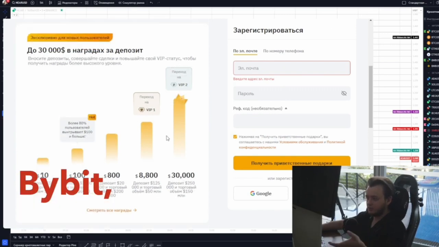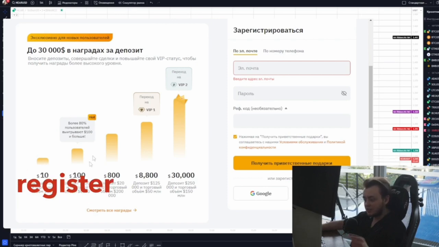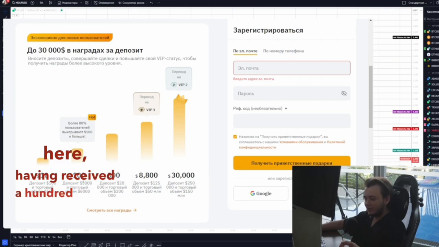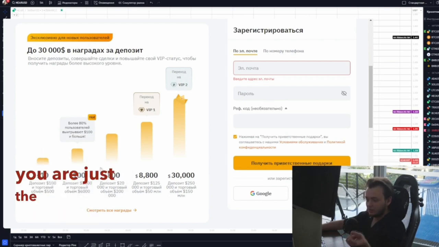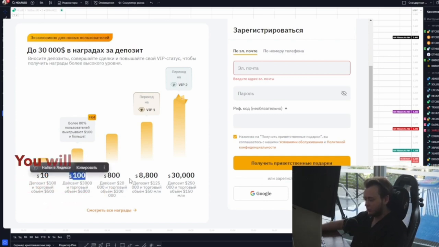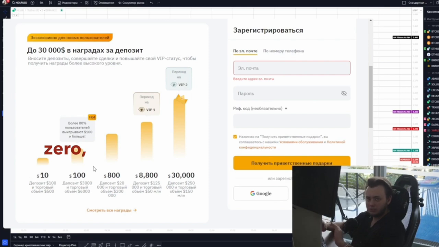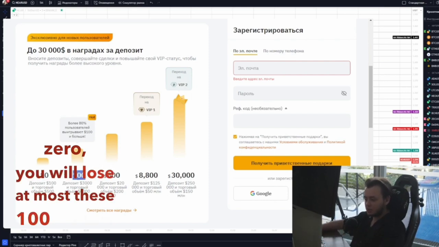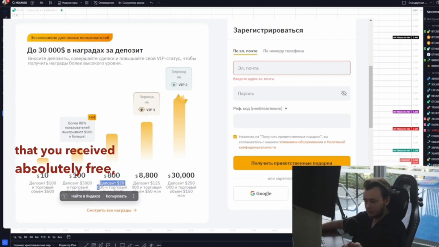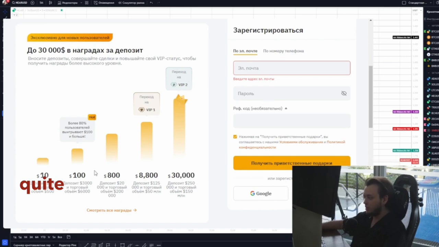Since I use Bybit, I am a copy trader on this exchange. If you want to earn with me, you will need to register here anyway, especially once you bring your deposit here. Having received $100 for this deposit, you are just the one I invite to use these $100 for copy trading. You will make dollars from my profitable trades with zero effort, even if I suddenly decide to instantly drain my deposit to zero. You will lose at most these $100 that you received absolutely free, meaning that you are not risking your own money at all, in which case you would earn quite well.